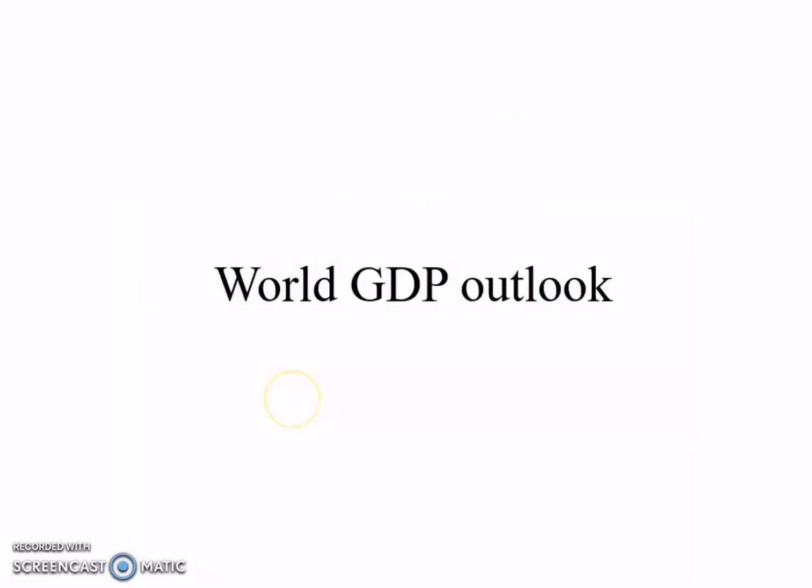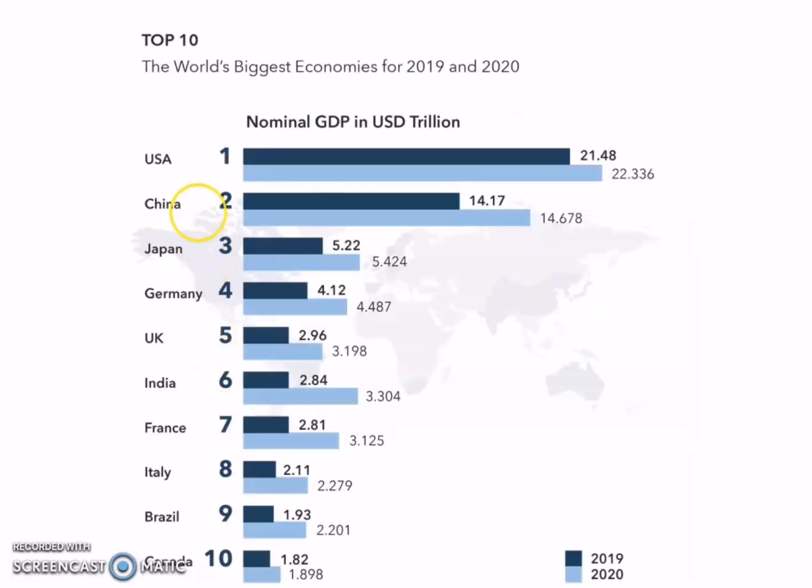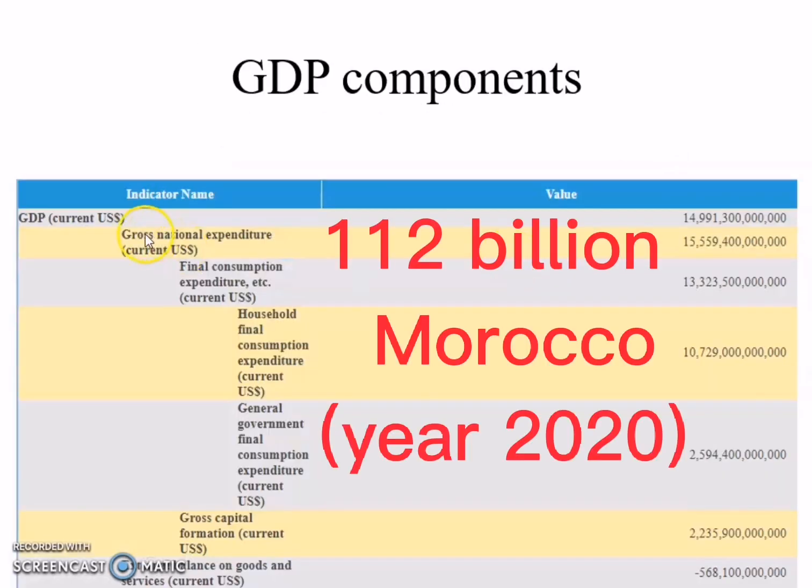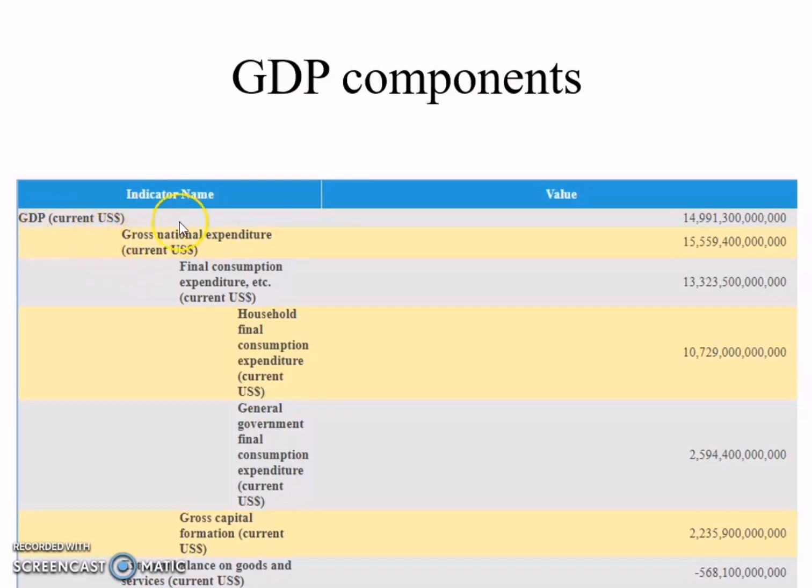For the world outlook, you can see that the USA is on top and Canada, let's say, in the 10th position. So it's 21 trillion. For Morocco, as I said, 100. And actually, those are the components. Back to the components, now we use the gross national expenditure plus the external balance on goods and services. The gross national expenditure includes final consumption expenditure plus the gross capital formation. And final consumption expenditure includes household and government final consumption.